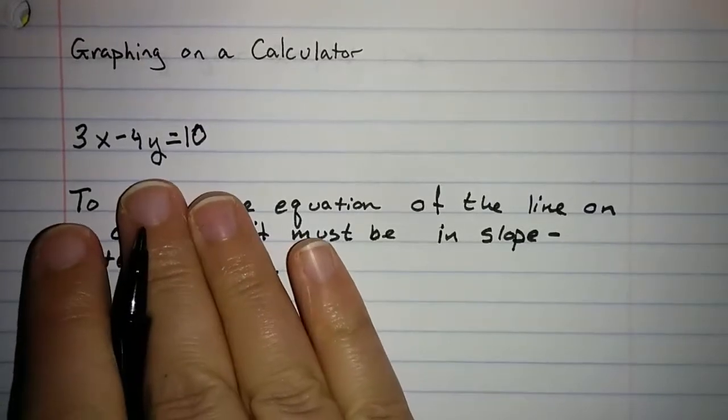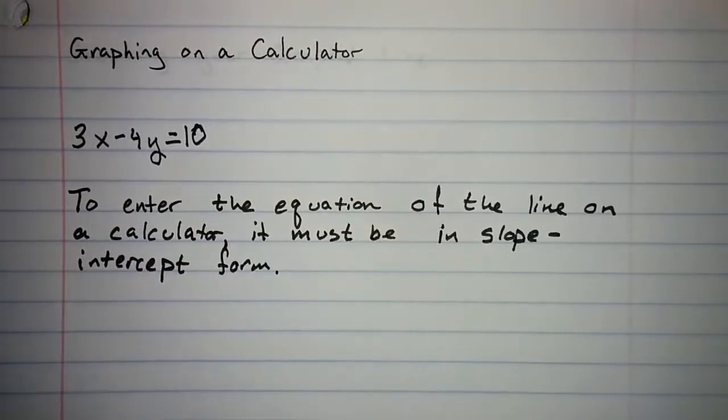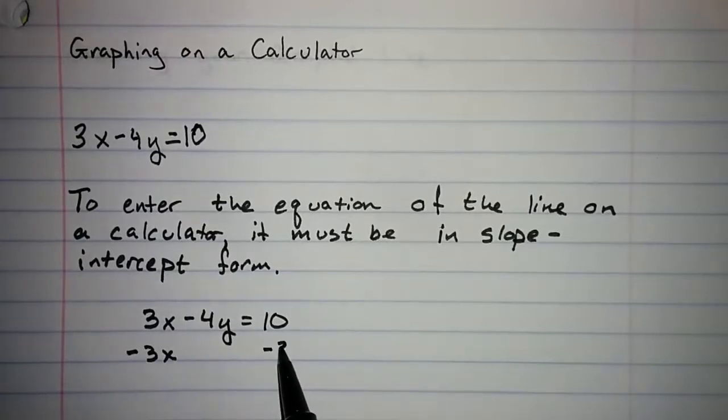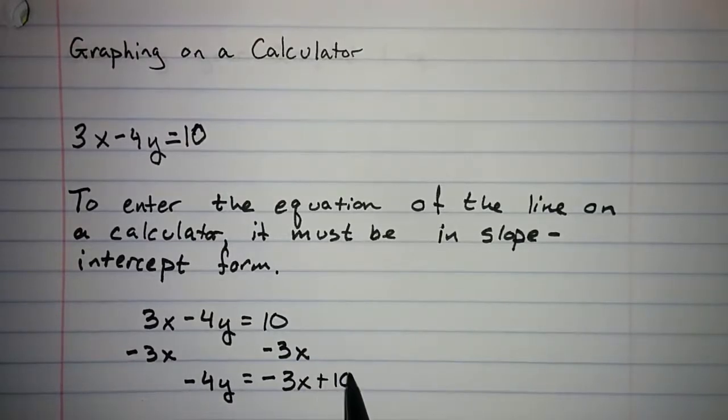Well, to be in slope-intercept form, y has to be by itself. All right, so let's see how we would do that. What's keeping y from being by itself? Well, there's this x term over here, so we need to get rid of that. How can we get rid of that? Well, by subtracting 3x from both sides. Right, 3x minus 3x is nothing. So now we'll have negative 4y is negative 3x plus 10. Right, can't combine those, they're not like terms.